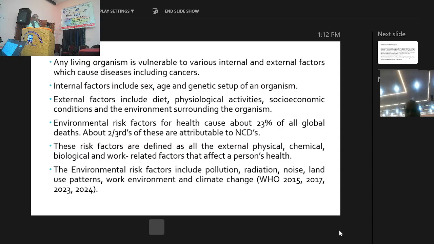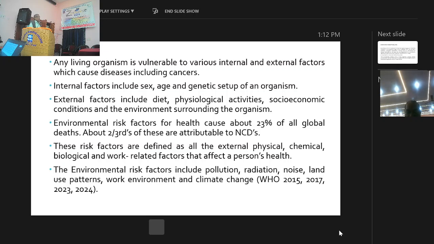These conditions determine these non-communicable diseases. Now, environmental risk factors for health cause about 23% of all global deaths. About two-thirds of these are attributed to non-communicable diseases. Now, these risk factors include all the external physical, chemical, biological, and work-related factors which affect a person's health.